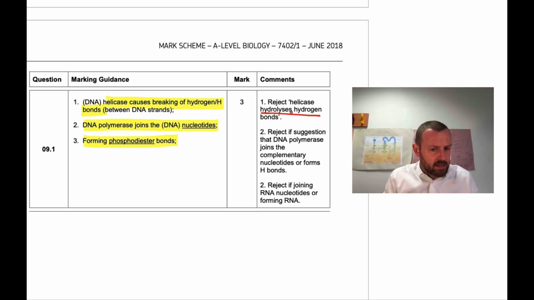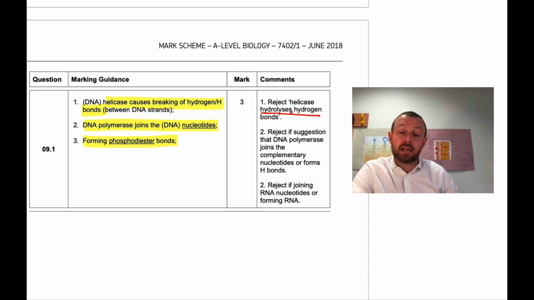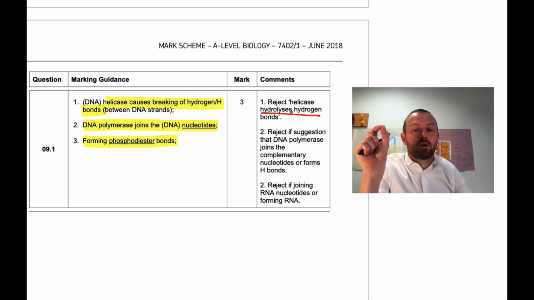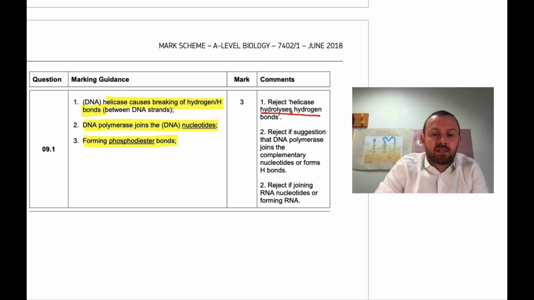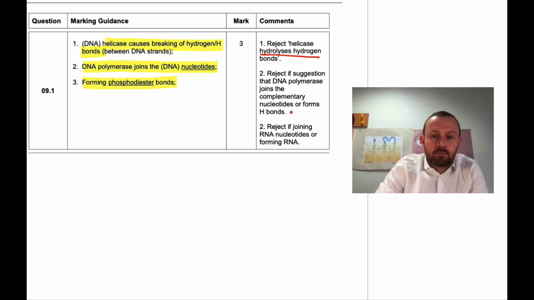Yeah, so interestingly it doesn't talk about ligase. I guess that's kind of beyond the spec. You might have been taught about ligase joining the backbone when we have the Okazaki fragments. That's kind of beyond the AQA spec. Sometimes they give credit for that sort of thing, but it looks like in this one they didn't. So if you want to bank on some correct answers, talk about helicase and talk about the DNA polymerase.